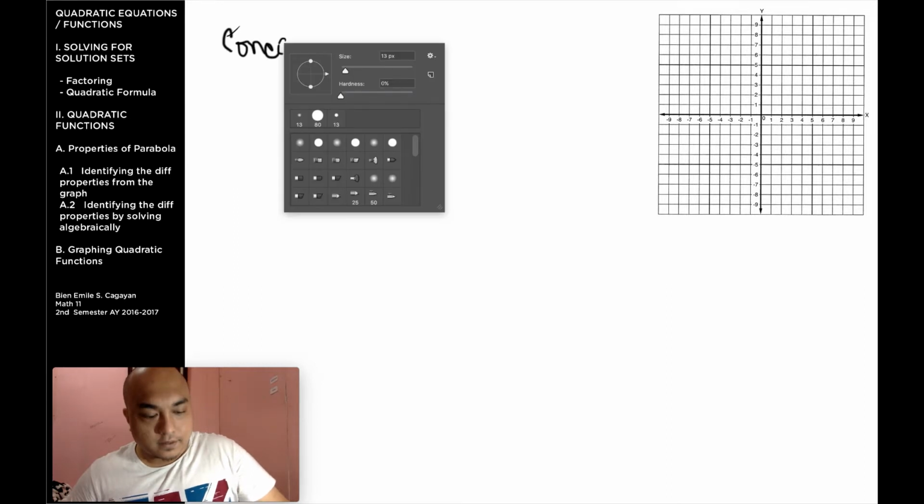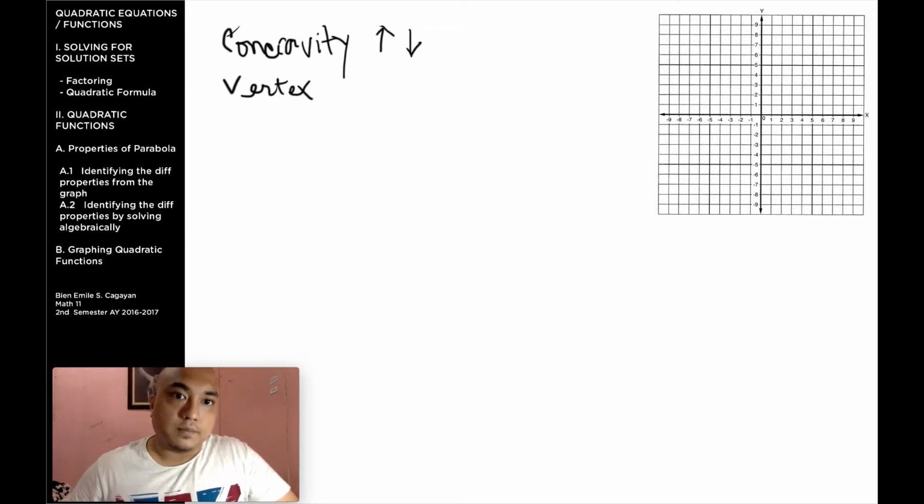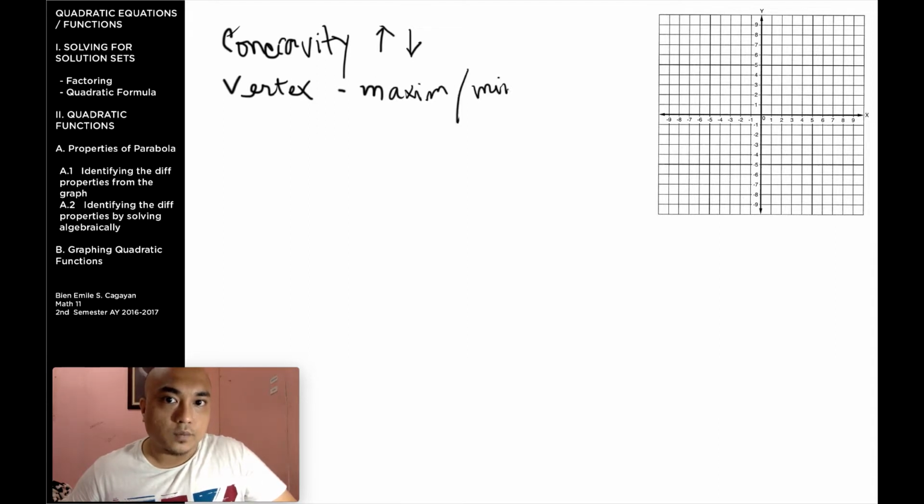So what are the properties of a parabola? First, we have concavity. That just means if it's pointing upwards or downwards. We also have the vertex. The vertex is the point where it divides. The vertex is the maximum point or the minimum point.